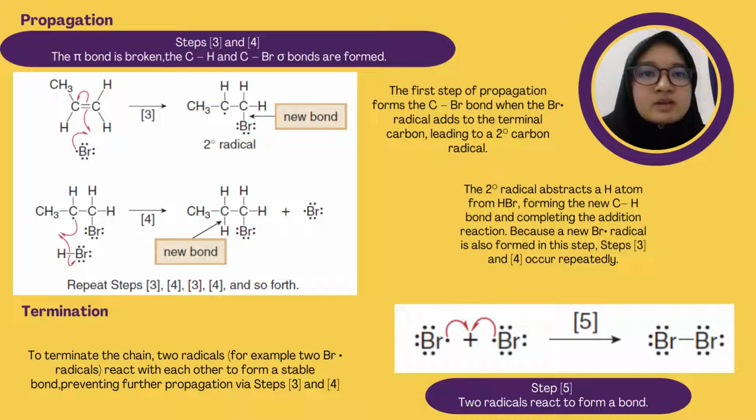The last part is termination. Step 5 involves two radicals reacting to form a bond. To terminate the chain, two radicals, for example two Br radicals, react with each other to form a stable bond, preventing further propagation via step 3 and step 4.